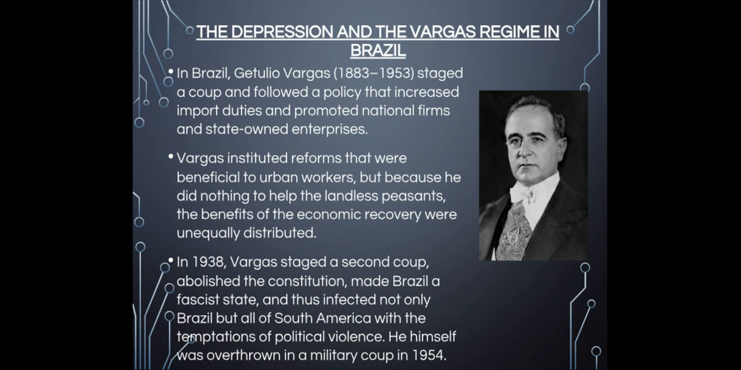Vargas instituted reforms that were beneficial to urban workers, but he didn't do anything to help the landless peasants. And because of that, the benefits of the economic recovery were very unequally distributed. In 1938, Vargas staged a second coup, abolished the constitution, and made Brazil a fascist state. And this not only impacted Brazil, but all of South America with temptations of political violence. He himself was actually overthrown in a military coup in 1954.